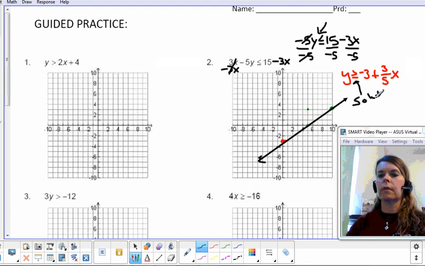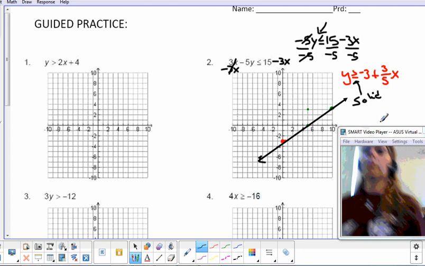And I know you guys sometimes get ahead of yourselves just like I do. I got ahead of myself and I just drew my line and I didn't even think, oh, is it solid or dotted? So it's a good idea to have your steps right in front of you.